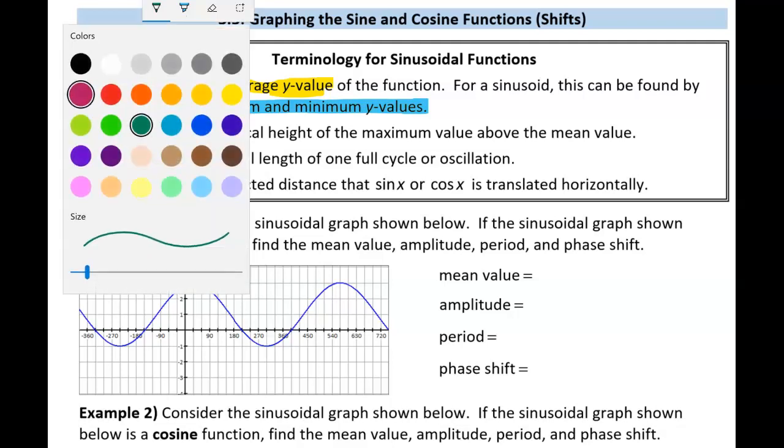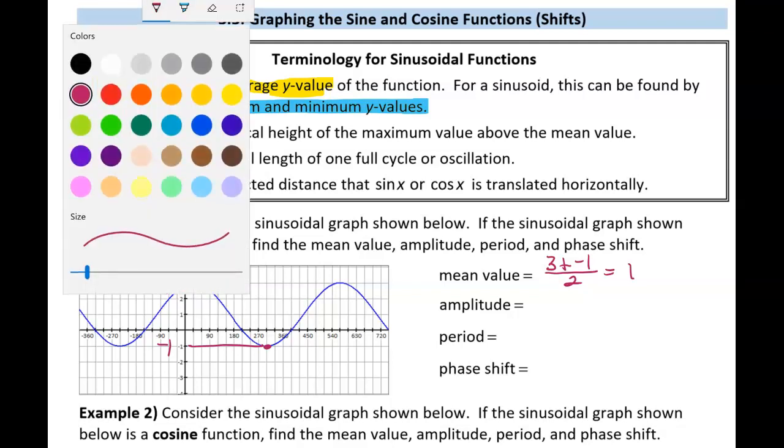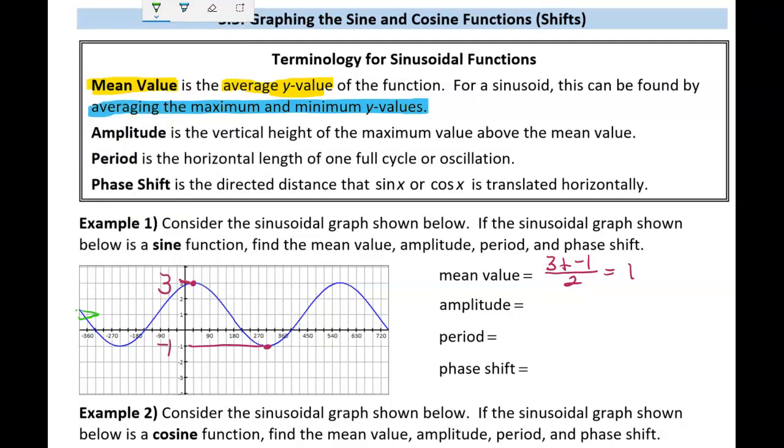So for instance, on example 1, our top y value is 3, and our bottom y value is -1. So that means that the mean value is the average of those two, or adding them together and then dividing by 2, and that's going to give us a mean value of 1. You can also kind of eyeball the mean value because the middle of your sinusoidal function is going to run right through that mean value. Okay? All right, let's get rid of that drawing.